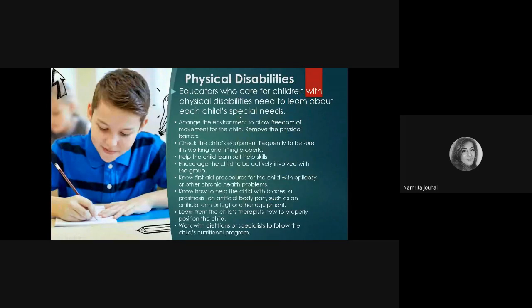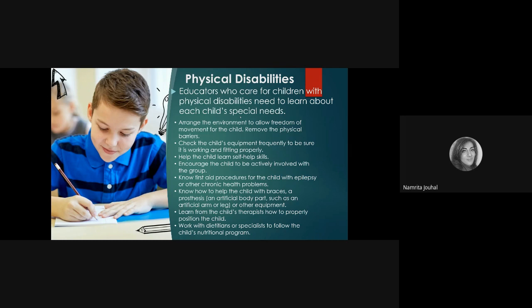Then physical disabilities. Again, the educators who need to take care of these students have to understand what they are. As a school, you have to make sure that certain arrangements are made in the school to allow freedom of movement for those children. You need to ensure the equipment that the child needs is fitted properly and is child safe. They should know how to train these children to have self-help skills so that they are able to be as independent as possible.